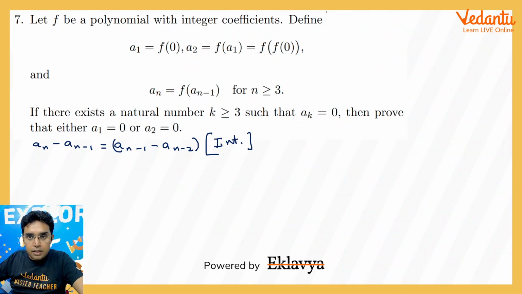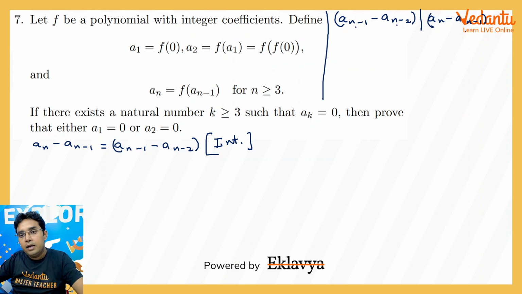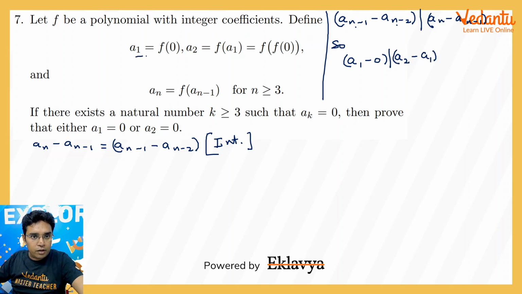Okay, so this concludes one very important thing here, that a_{n-1} minus a_{n-2} will be dividing a_n minus a_{n-1}. One lesser subscript will be dividing the next upper subscript. So I can say this using the same thing, that a1 minus 0 will also be dividing a2 minus a1. It can be proved similarly, or you can think of a1 as f(0) and say a0 is 0.